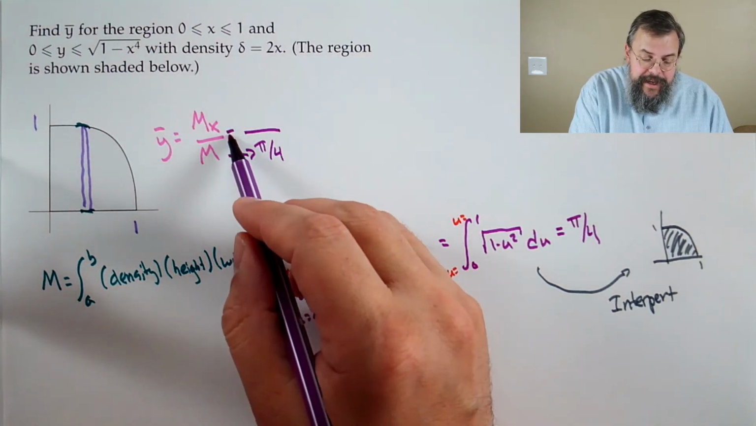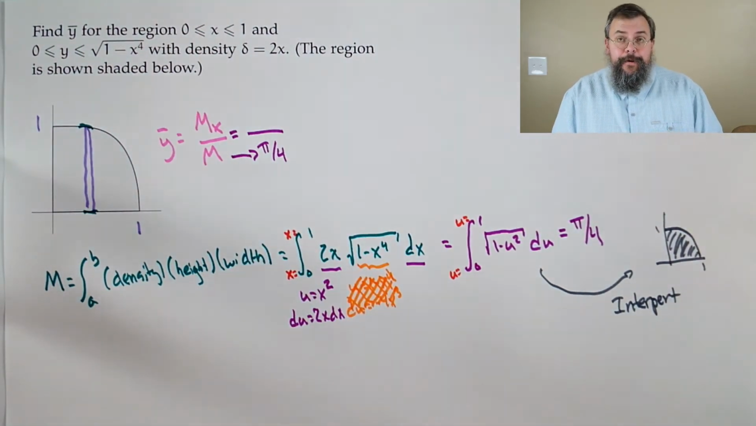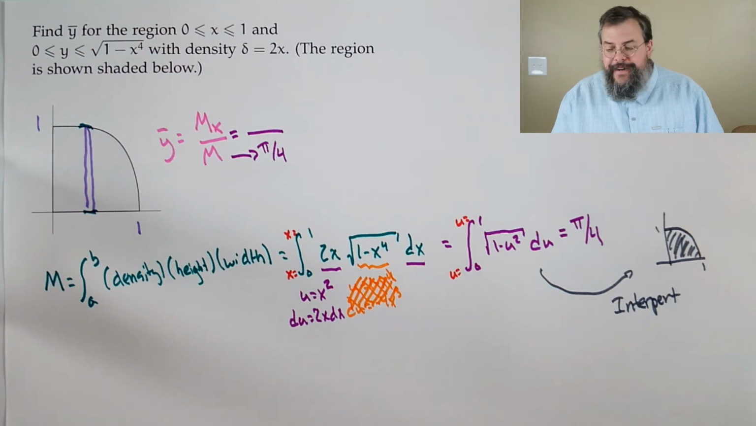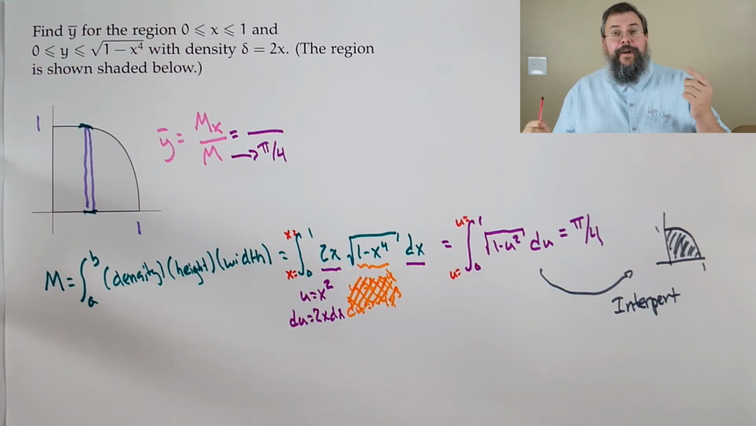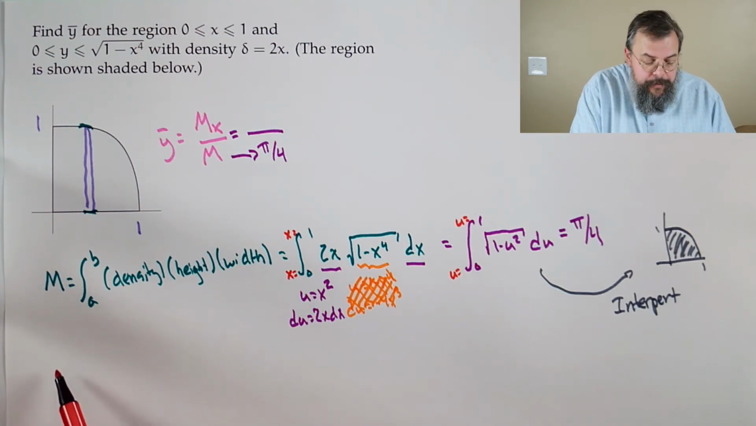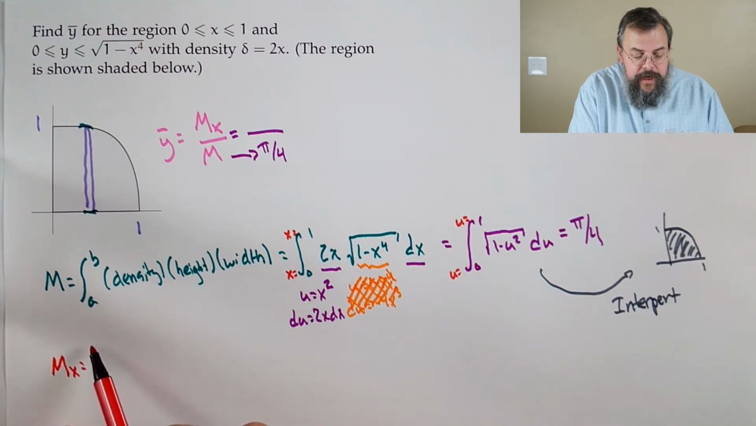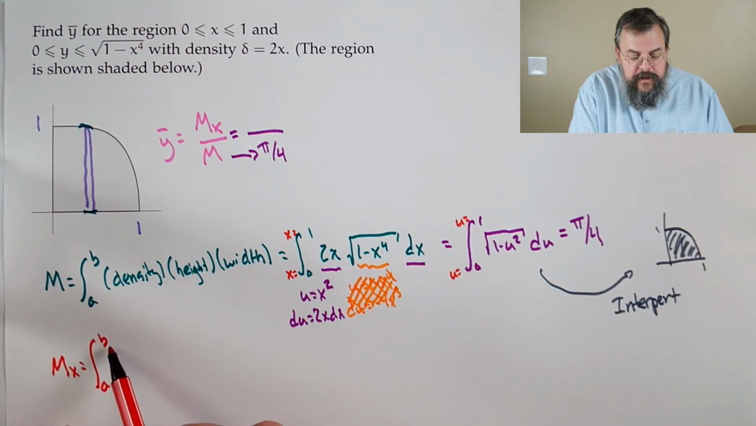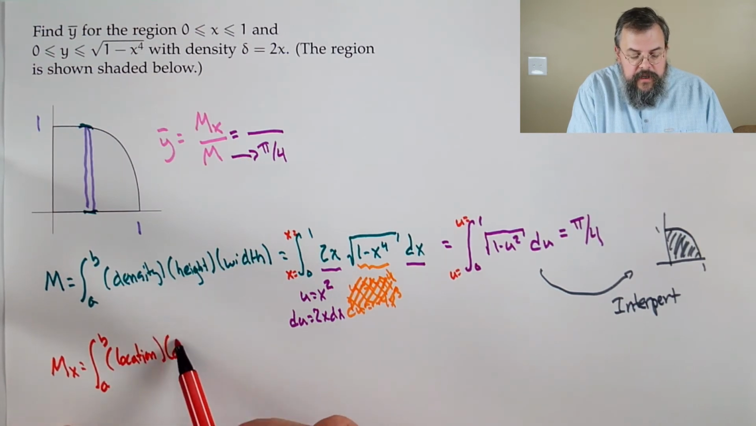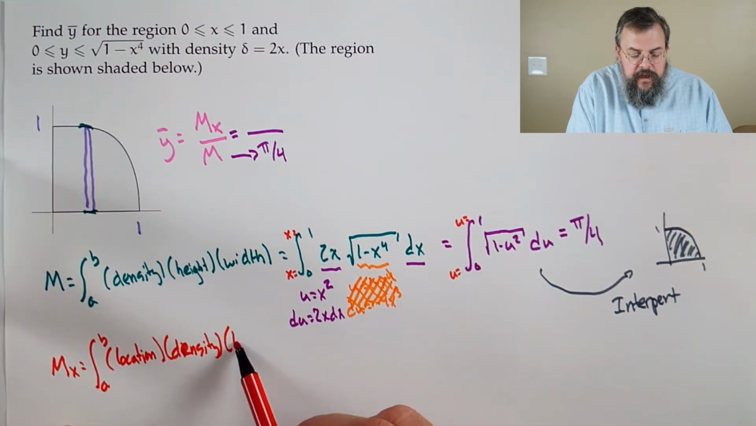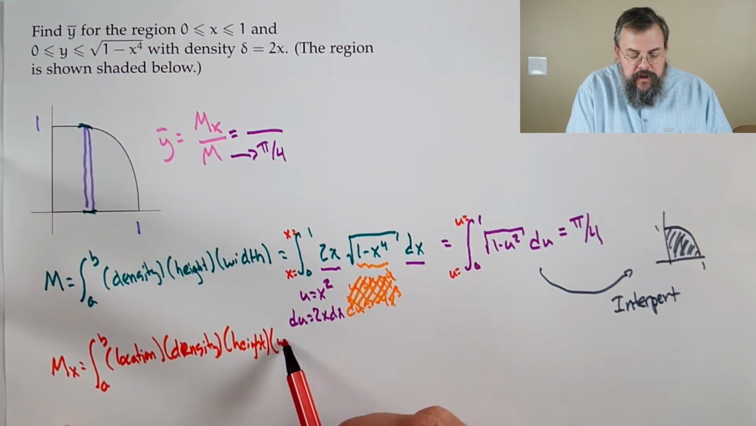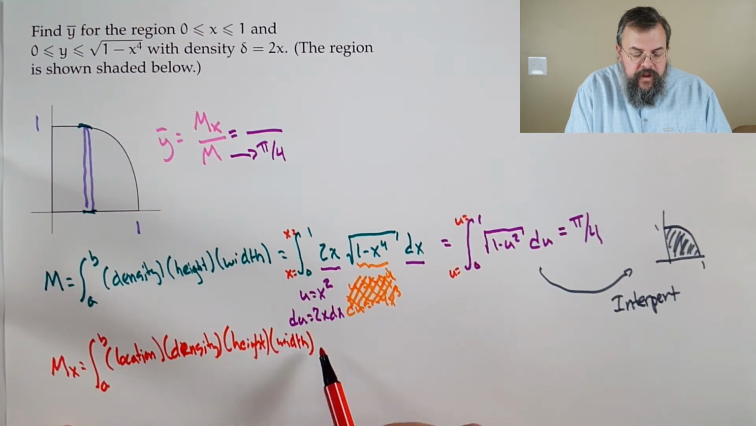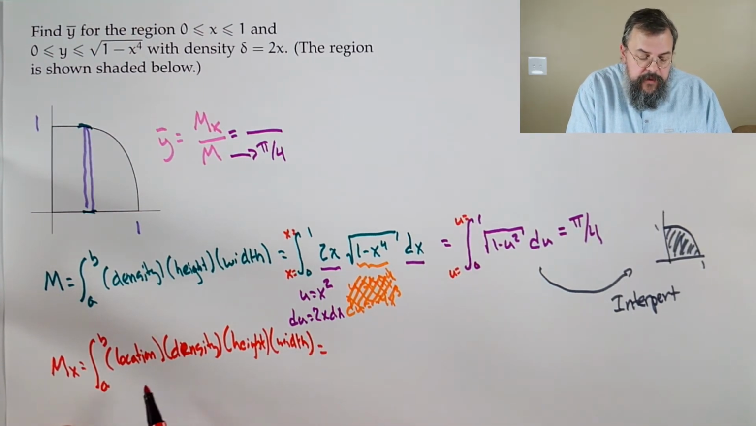Well, that should make the upstairs really interesting. I wonder what is going to happen there. Well, let's find out. Okay, so now we have to do our moment with respect to x. We're going to add up, and the thing that changes is there's now a location. But everything else is still the same. So location, density, height, and width all come together. So the last part, that's the same.